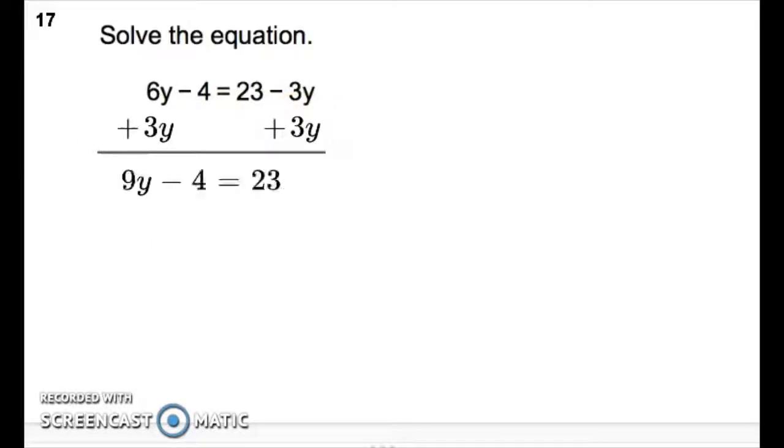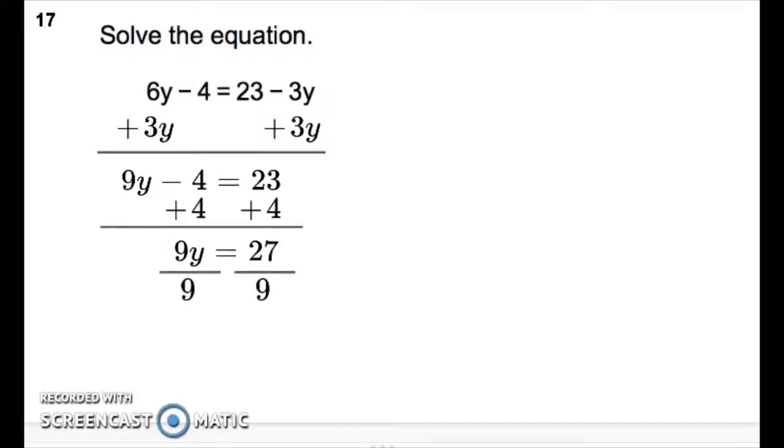Number 17, we're solving the equation. Now these are ones where variables are on both sides of the equal sign, so move the smallest variable first, which in this case is negative 3y. So add 3y to both sides, you'll get 9y minus 4 equals 23. Add 4 to both sides, you'll get 9y equals 27. Divide both sides by 9, and y is going to equal 3. So your answer is going to be 3 for number 17.